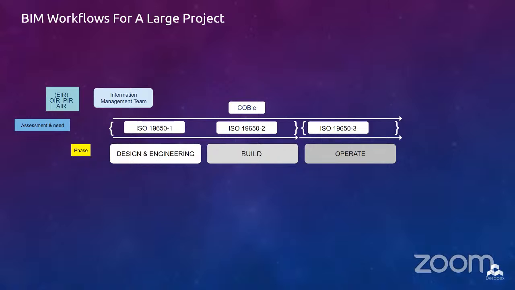To make sure the project being undertaken is meeting the organization goals, the ISO 19650 framework recommends appointing a dedicated capable team to carry out the overall project's information management.